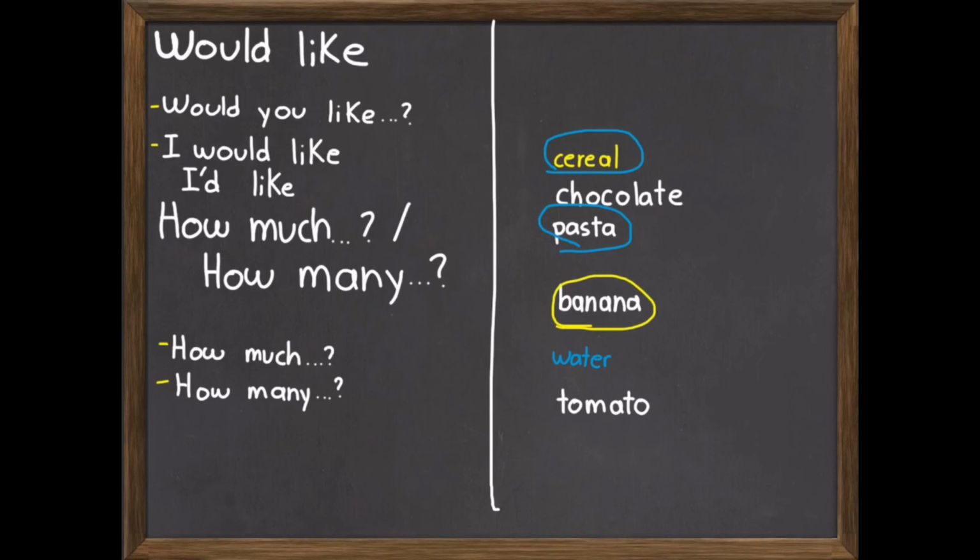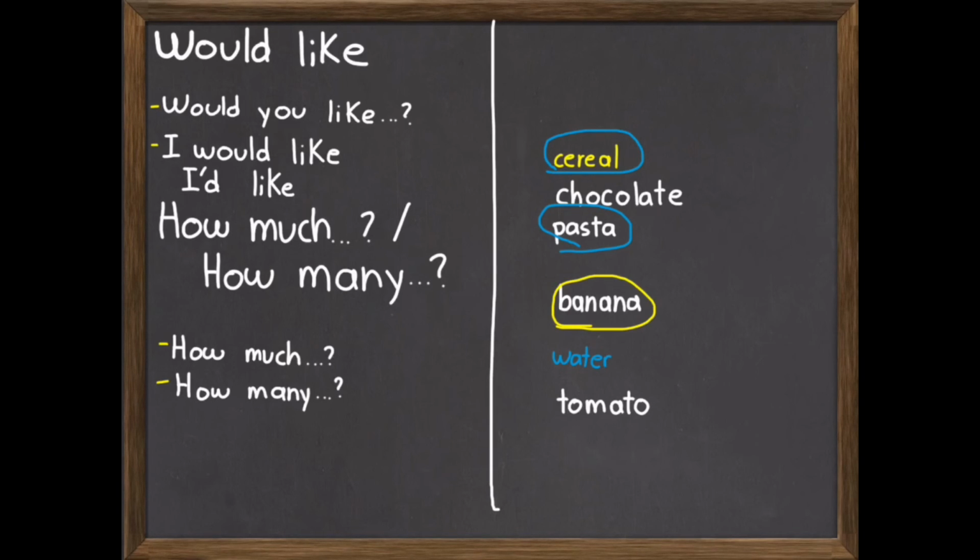Cereal and pasta are uncountable nouns, so we use some, either when offering or when making a polite request for these 2 words. Banana is a countable noun, so we use a before it. Would you like a banana? I would like a banana.